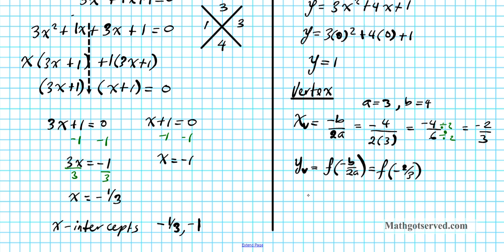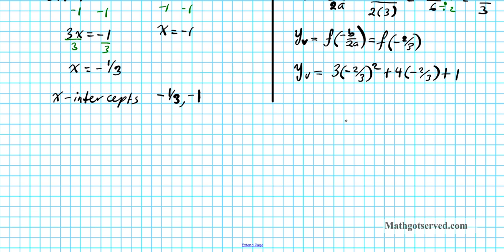So the y-coordinate of our vertex is going to be 3 times, instead of x squared, we're going to put negative 2 over 3 squared plus 4 times negative 2 over 3 plus 1. This is what you get when you input negative 2 over 3 as your input for the original function. Now to simplify this, we're just going to use the order of operations.